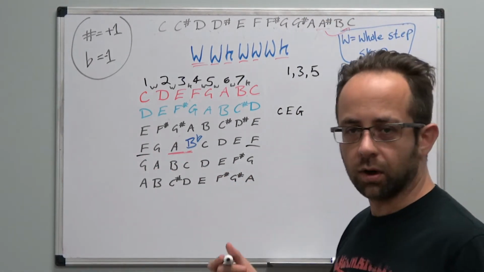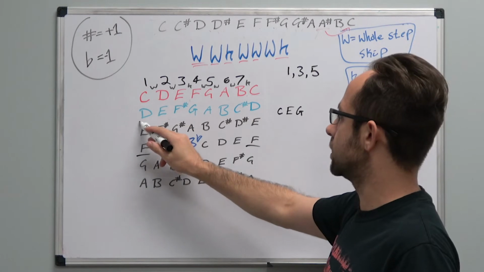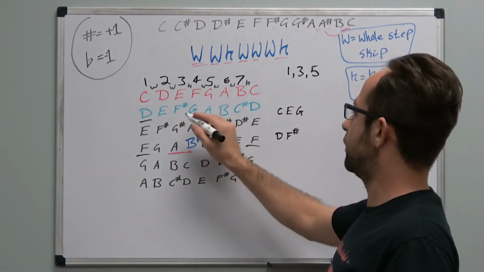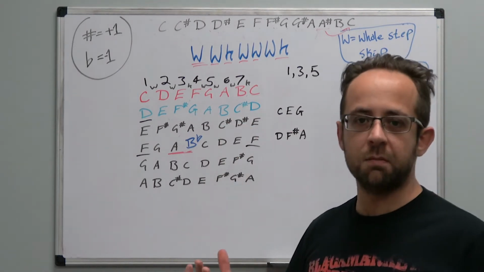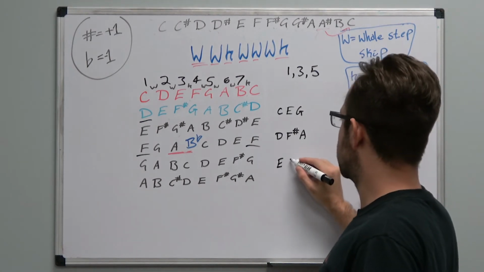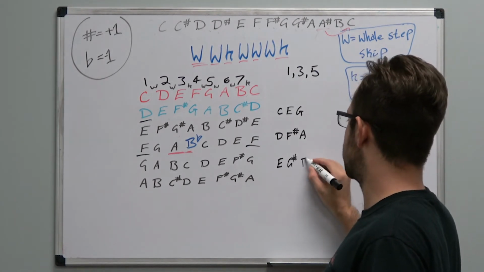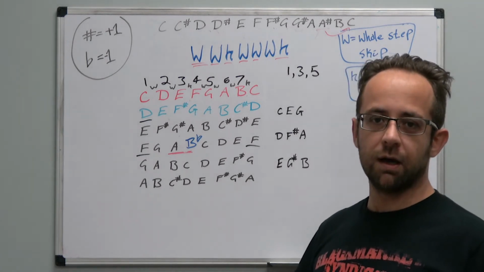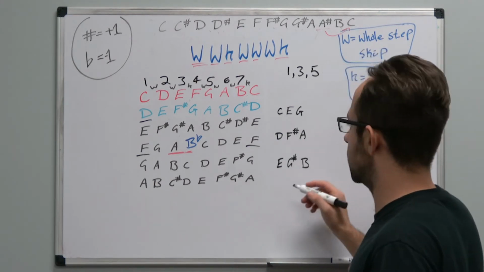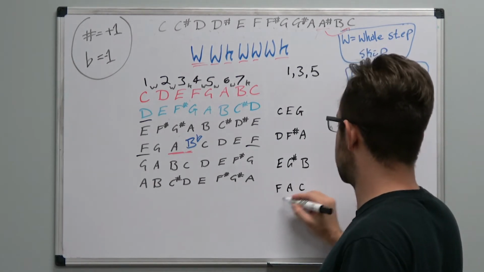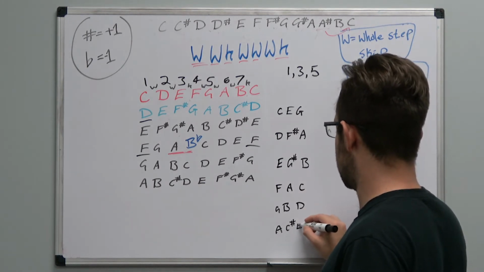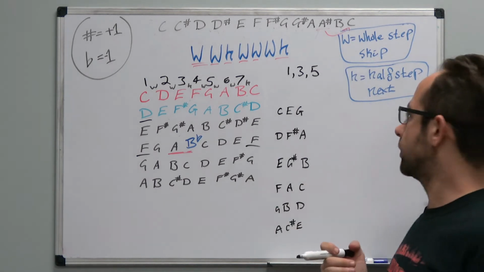If we wanted to make a D chord, we would go to the D scale and take the first, D, the third, F sharp, and the fifth, A. That's a D major chord. If we want to make an E major chord, we go to the E major scale: E, third, G sharp, fifth, B. I'm going to go a little bit faster. I think you already get it. So F, A, C; G, B, D; A, C sharp, E. All right, so that's how you make a major chord.